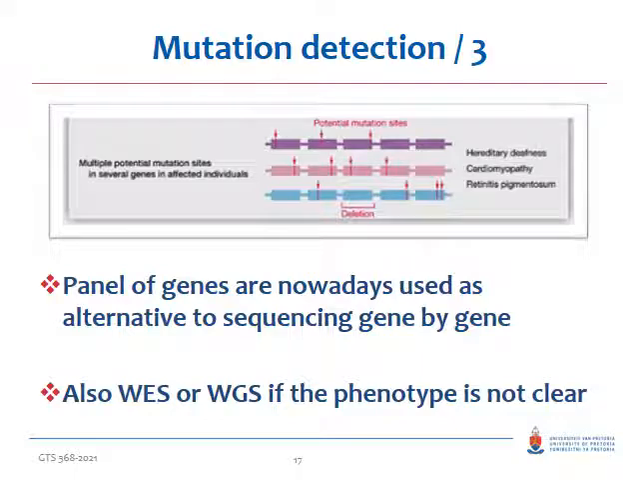Lastly, in some conditions, there are multiple mutations in multiple genes, as seen in hereditary deafness, cardiomyopathy, or retinitis pigmentosa. In these cases, a panel of genes should be analyzed together, such as in a next-generation sequencing panel. If the phenotype is not that clear, whole exome or whole genome sequencing will be an alternative method.